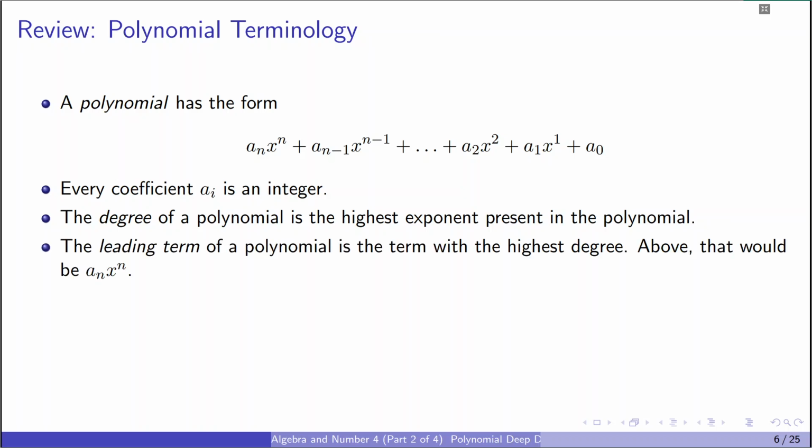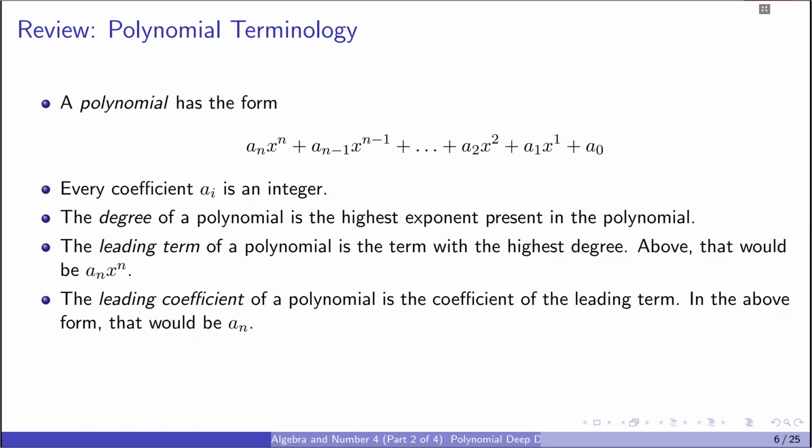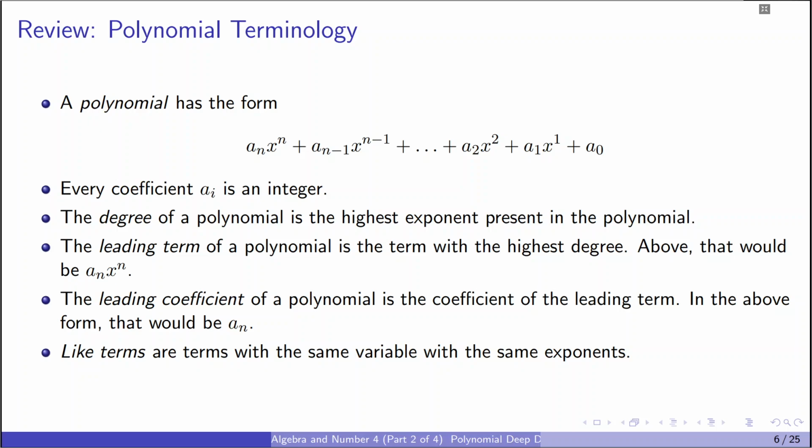The leading term of a polynomial is the term that has the variable to the highest degree. So it would be a_n x to the n. And the leading coefficient is the coefficient of the leading term. So up here, that would just be a_n. So this terminology, not necessarily this notation with the subscripts, but this terminology should be familiar from junior high. Now, like terms are terms with the same variable and the same exponents.